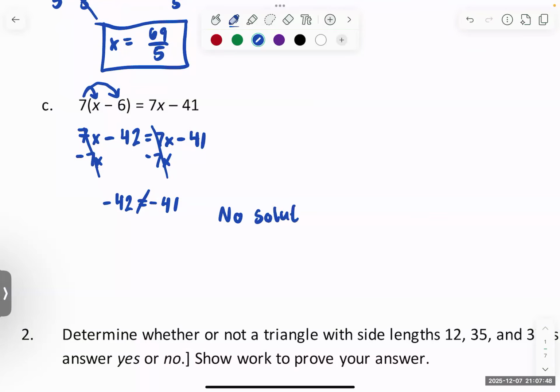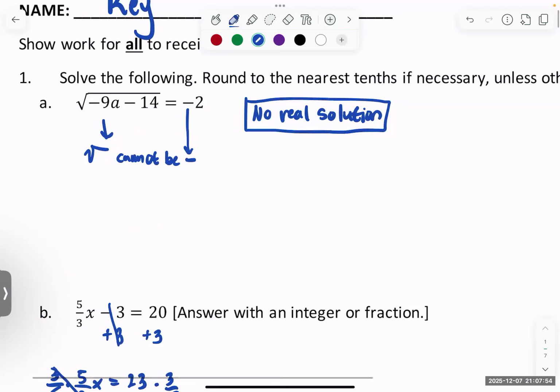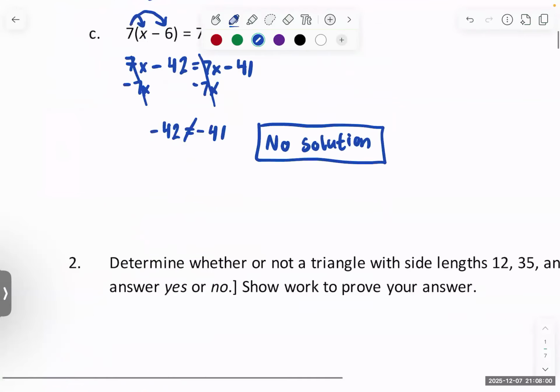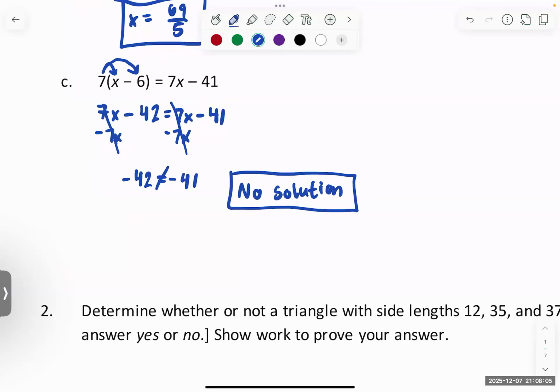Since you got something like this, it means no solution. Not no real solution like we got for the first one. The difference is that for part A, there is going to be a solution. It's just not going to be a real number, but that's not something you learn in this class, so don't worry about that. But for part C, there's not a single number, neither real nor imaginary, that will make this true. Nothing will make this true. Not even 0 will make this true.